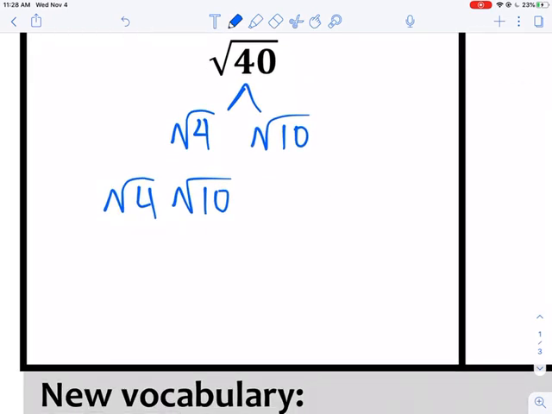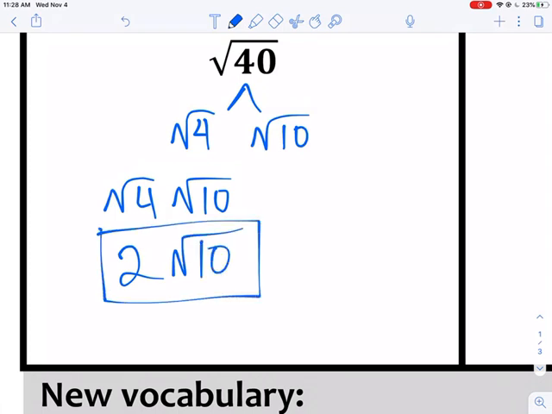Well, what is the square root of 4? It's 2, so we get it out of the square root. That's why we want our perfect squares. We want to get that number out of the square root, and then we just tag it up with the square root of 10, and we know that the square root of 10 cannot be divisible by another perfect square. So we stop there.